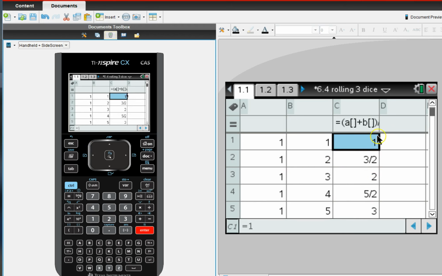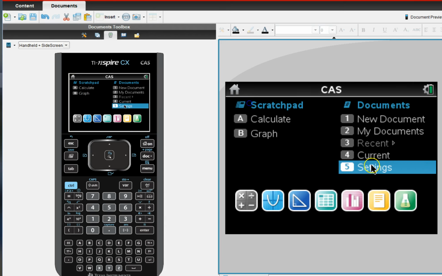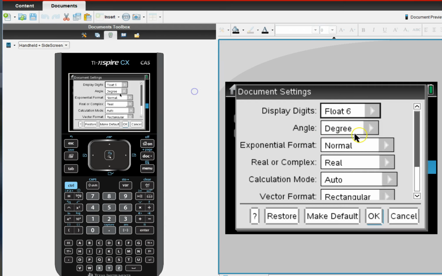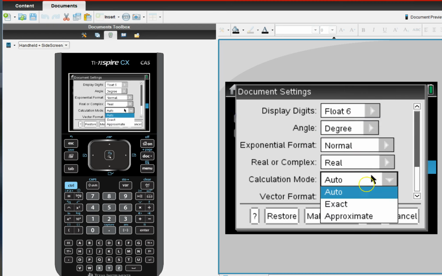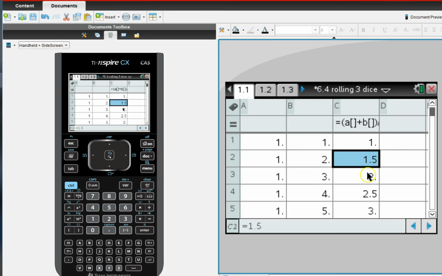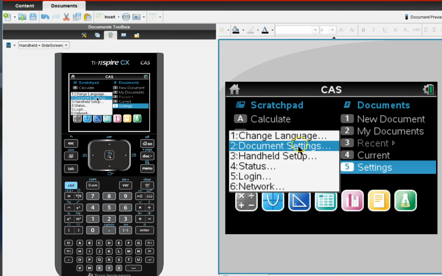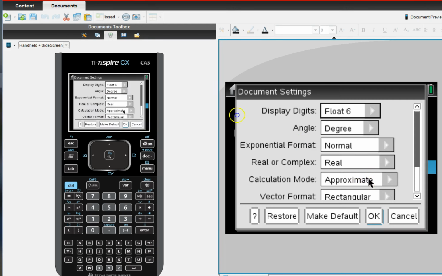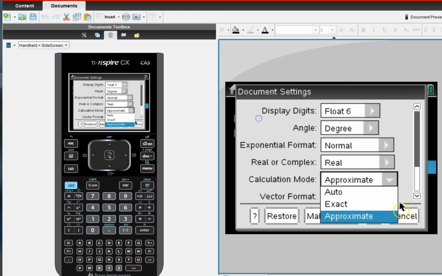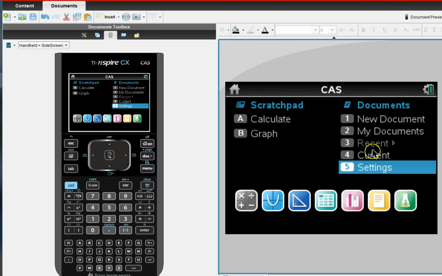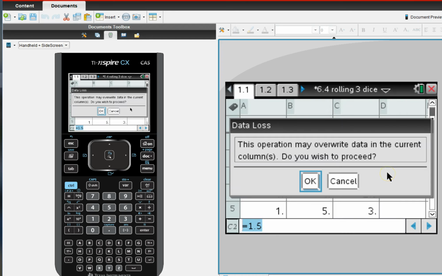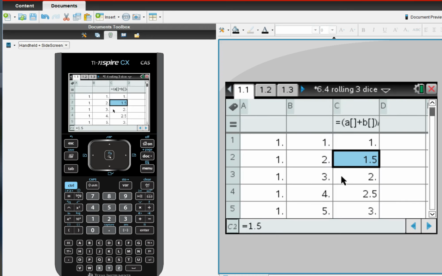to me as fractions. So if I want these as decimals, I would go to my settings and change this from, where is it, auto to approximate. So now what that's going to do is when I run this, it's going to give me decimals, okay? So that was on the home screen, settings, document settings, change calculation from auto to approximate, okay? Approximate, okay, go back, they're all decimals now, okay? Cancel, cancel.